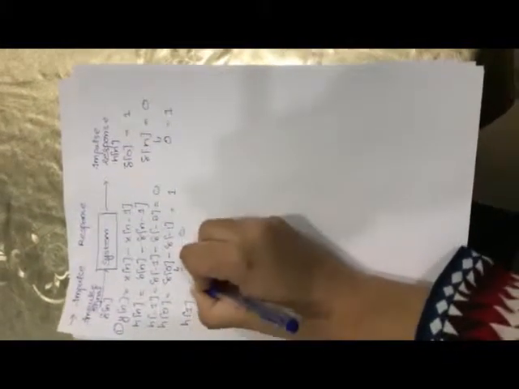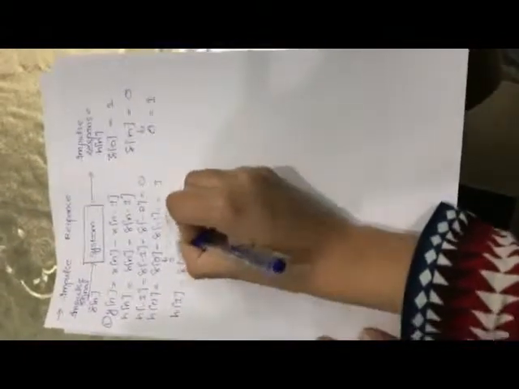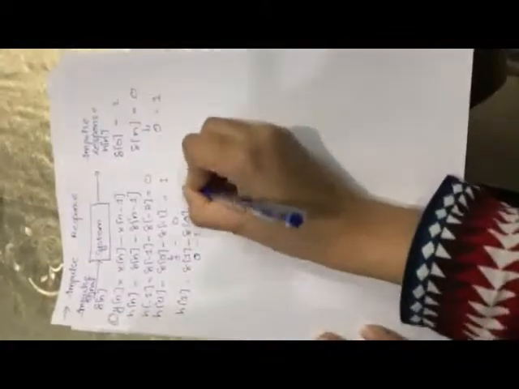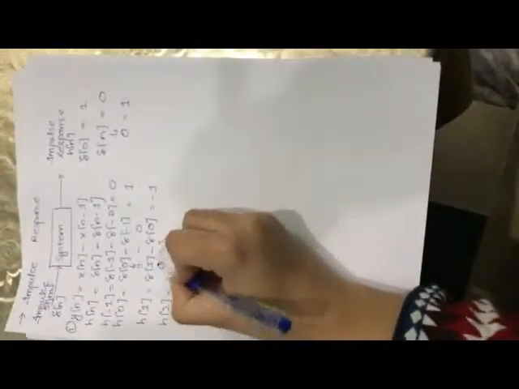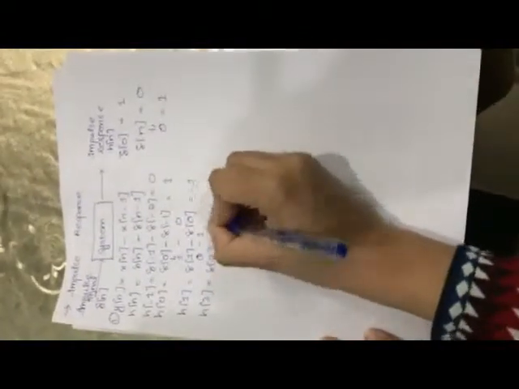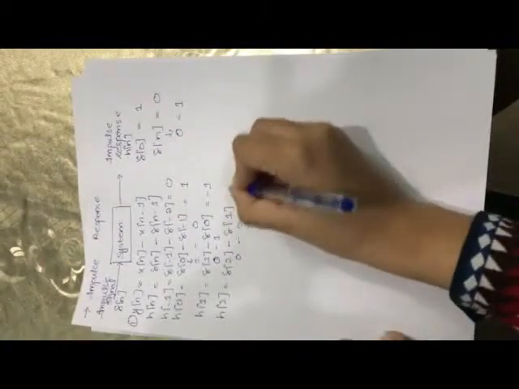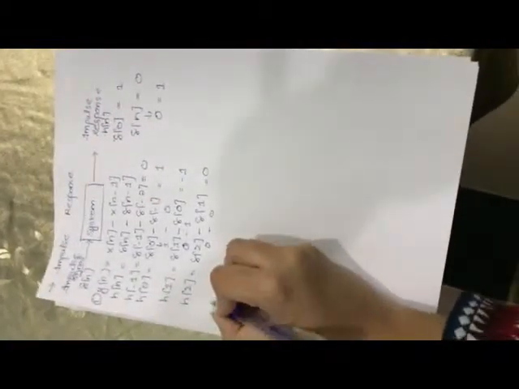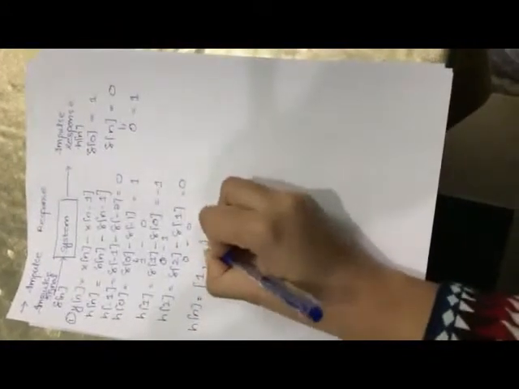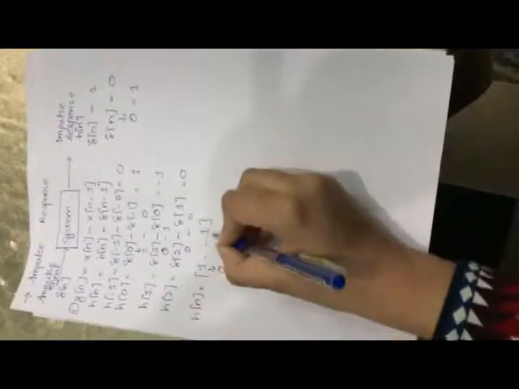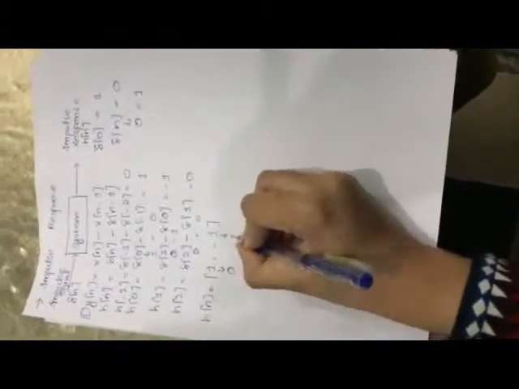h of 1 is delta of 1 minus delta of 0, that is 0 minus 1, which is equal to minus 1. And h of 2 is delta of 2 minus delta of 2 minus 1, that is 0 minus 0. So we can write h of n is 1 and minus 1. This is at index 0, and this is at 1.